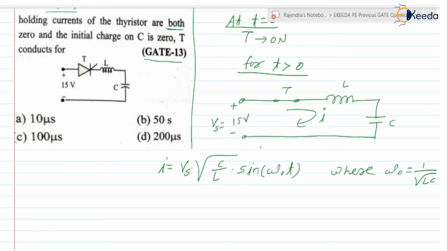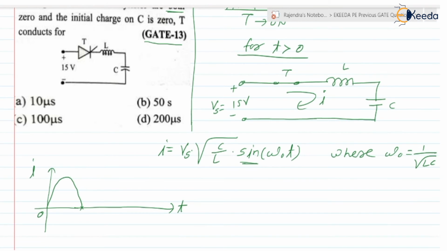The current has a sinusoidal nature. If you check the current in the circuit against t, it has this type of sinusoidal waveform. At this instant the current in the circuit becomes 0, meaning the current flowing through the thyristor becomes 0. Current being 0 is less than the holding current value, so definitely our thyristor will turn off. At t equal to 0 we turn on the thyristor, and at this instant it turns off. This angle is pi radian.